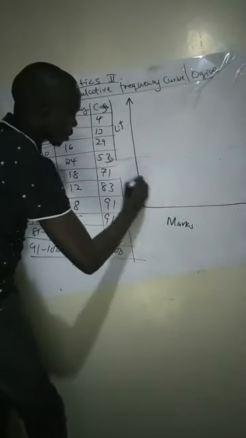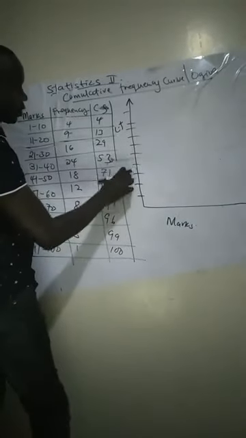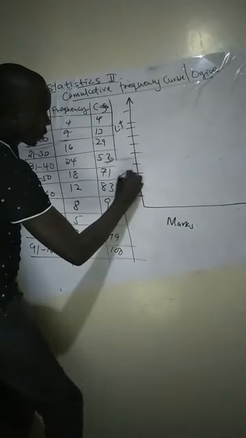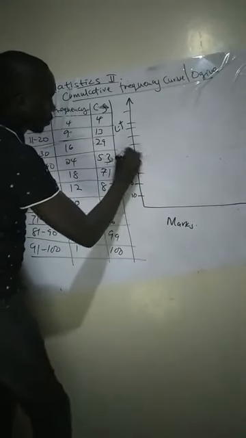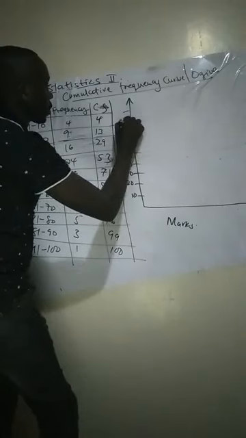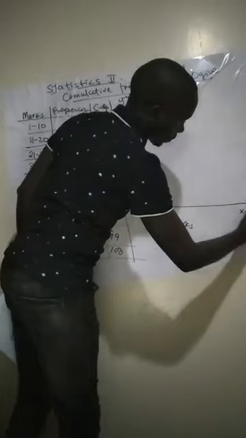So I can use intervals of 10: 10, 20, 30, 40, 50, 60, 70, 80, 90, 100, correct? That is obviously the y-axis. This is the x-axis.